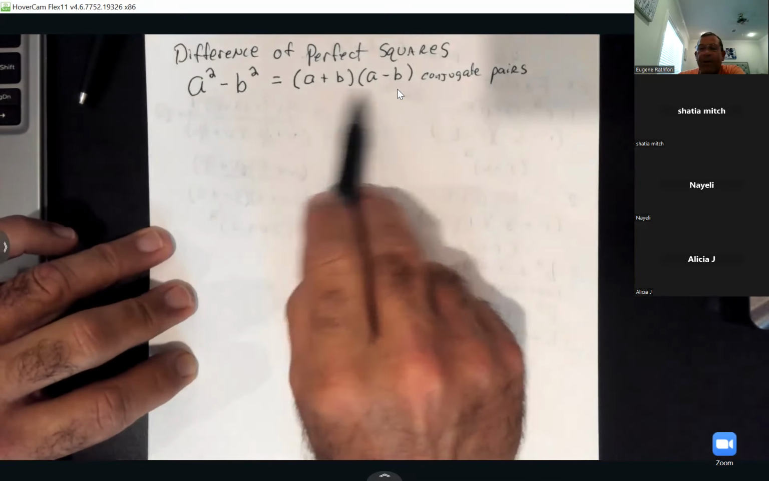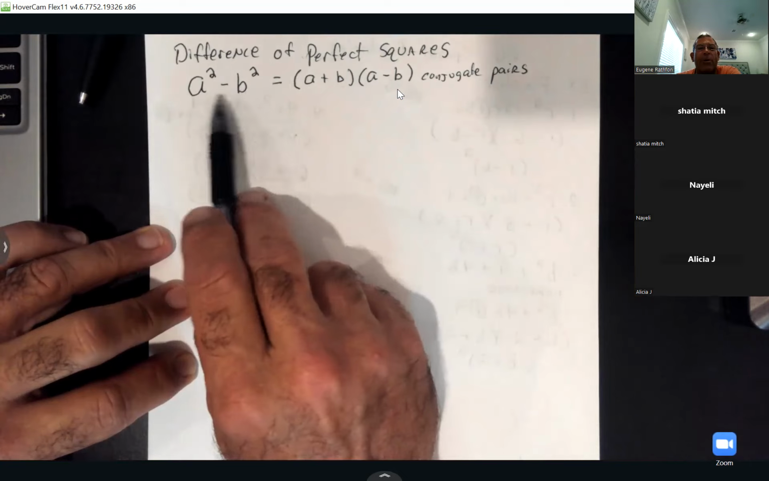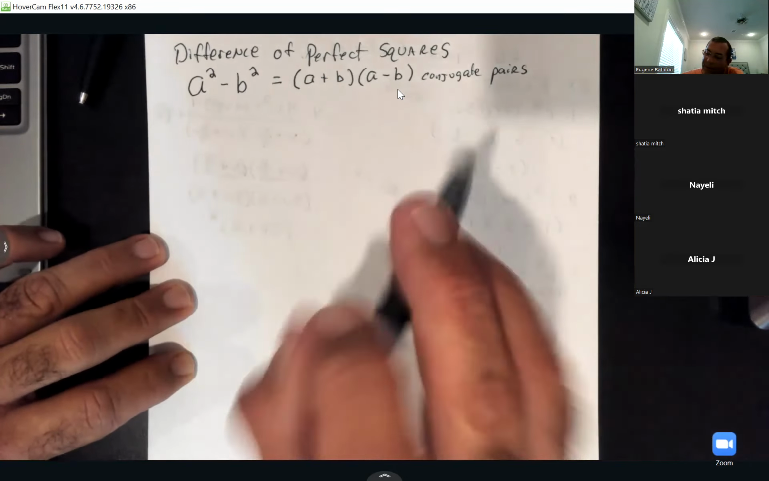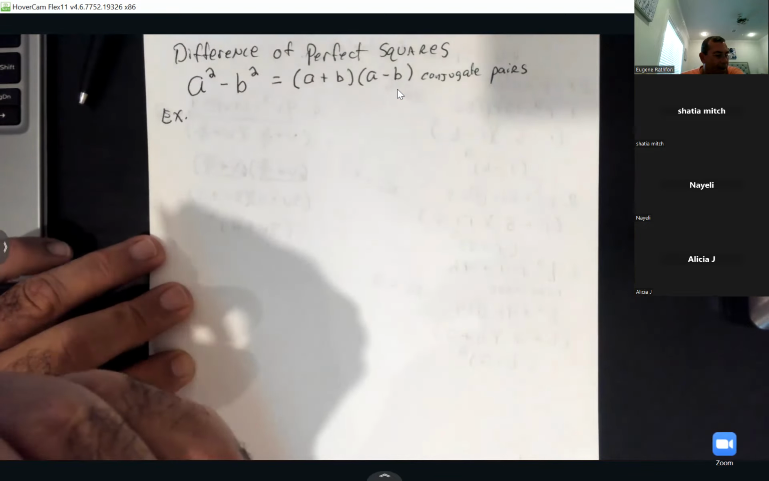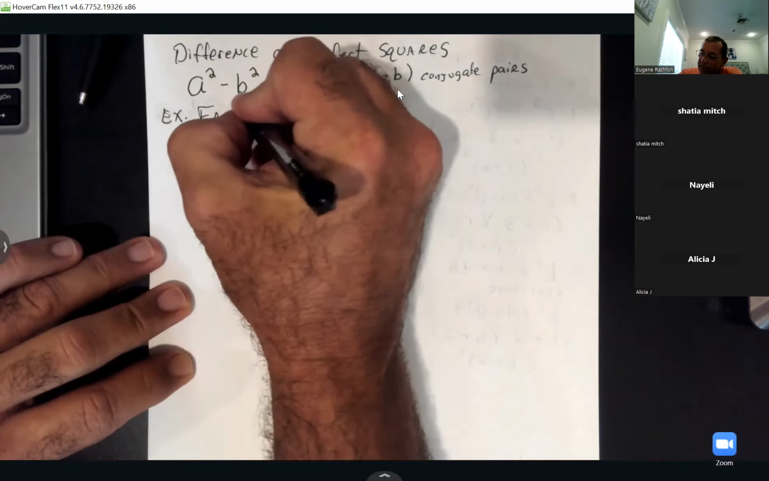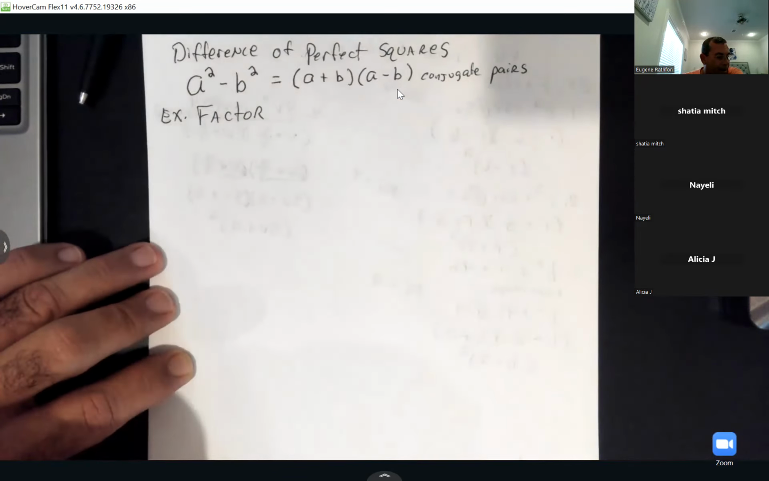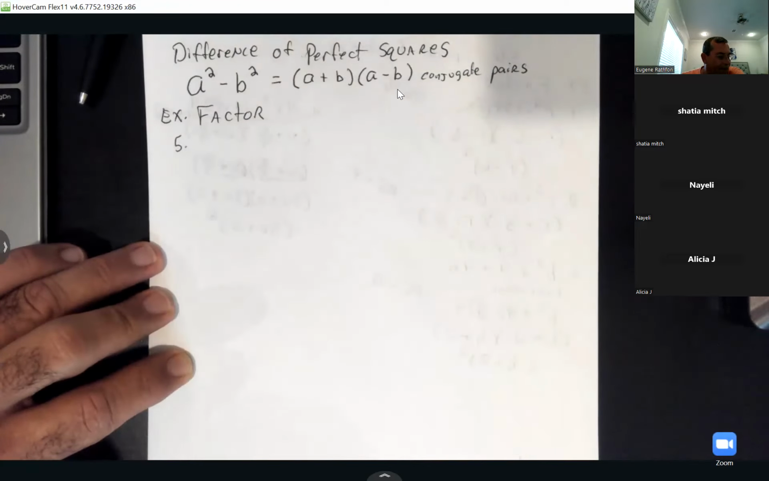If you remember, every time we foiled these conjugate pairs, we only ended up with two terms. Okay? So let's see what these will say. And all they're going to say is factor again. So we're on our number 5.